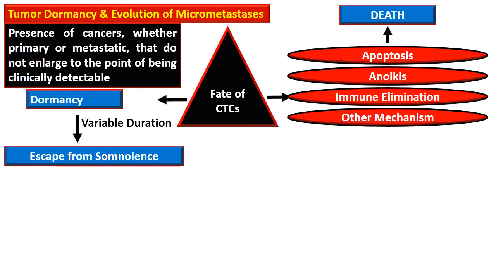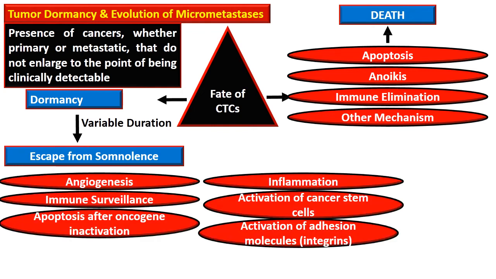there is variable duration for various types of tumor, and these dormant tumors may become a focus for micrometastasis, and the mechanisms involved in the escape from this dormancy or somnolence are angiogenesis, immune surveillance, apoptosis after oncogene inactivation, inflammation, activation of cancer stem cells, and activation of adhesion molecules such as integrins.